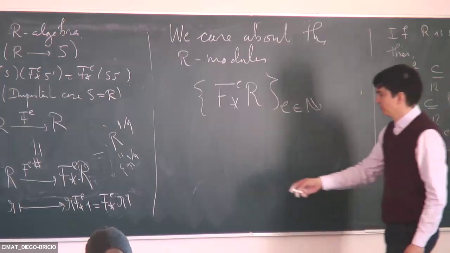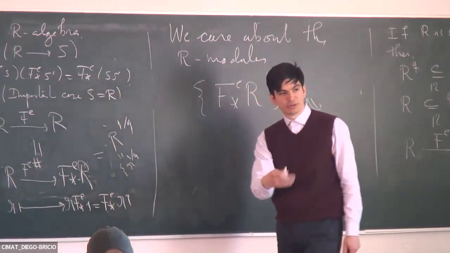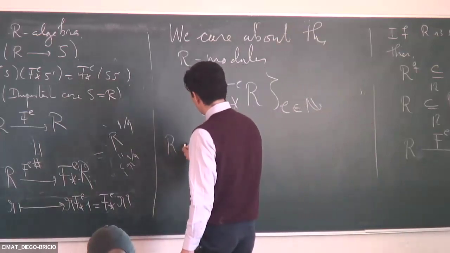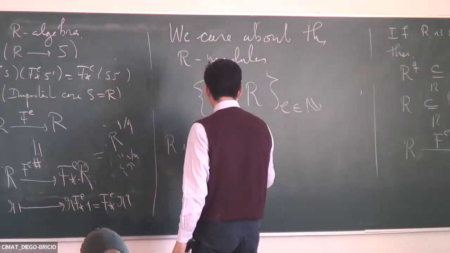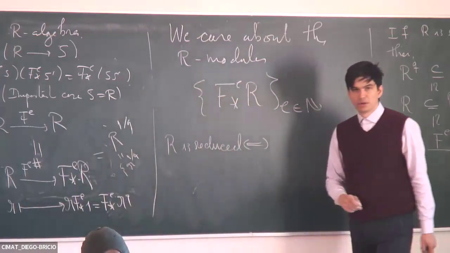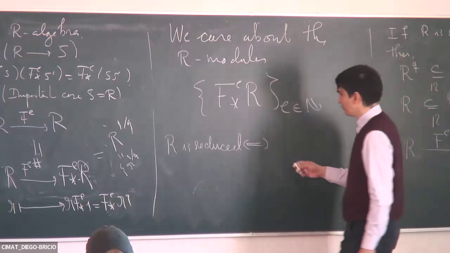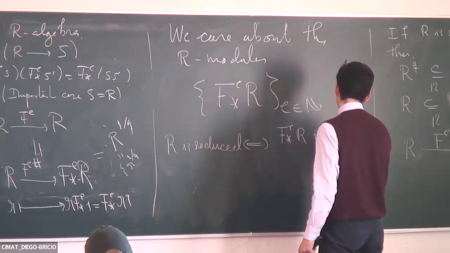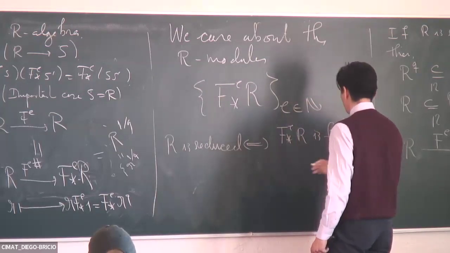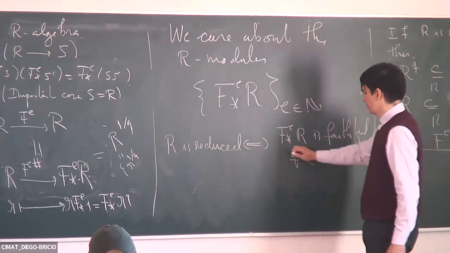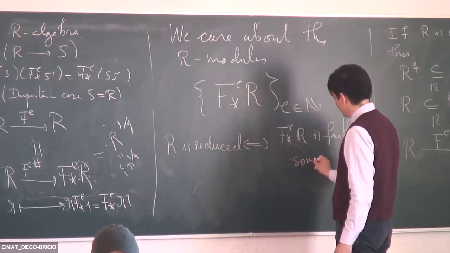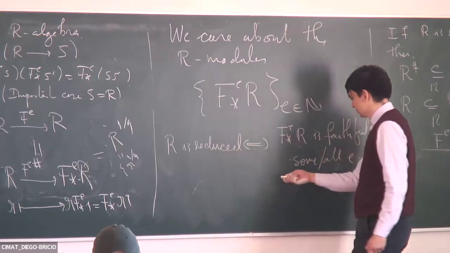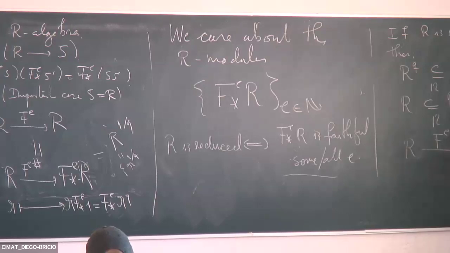For example, you can translate the thing I was telling you about R being reduced. Now you can say that R is reduced if and only if these R modules have a particular property, which is that they are faithful, for some E, equivalently all. When I write this, I mean it is true for some, but if it is true for some, it's true for all, automatically.